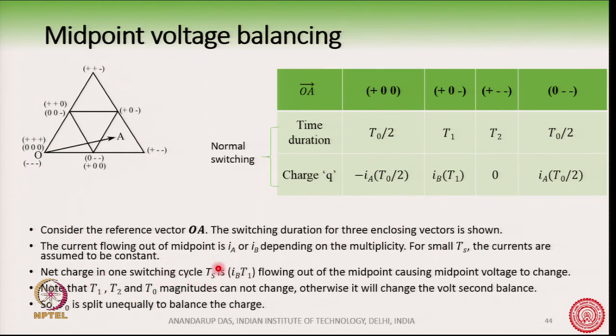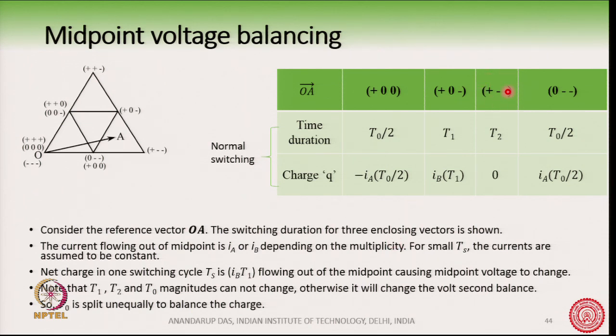Now, the net charge in the one switching cycle Ts is Ib into T1. Why? Because when we apply this plus 0 0, the timing duration is T0 by 2 and we have just seen that the current which is flowing out of the midpoint is minus Ia. So, the net charge which is going out of the midpoint is minus Ia into T0 by 2. Similarly, for T1 duration we access the medium vector plus 0 minus and the midpoint current is Ib. So, Ib into T1 is the net charge which is taken out of the midpoint.